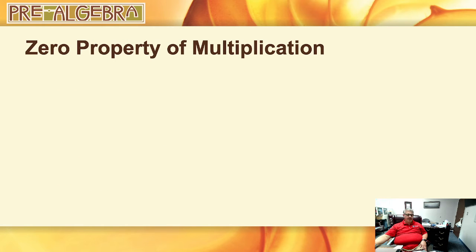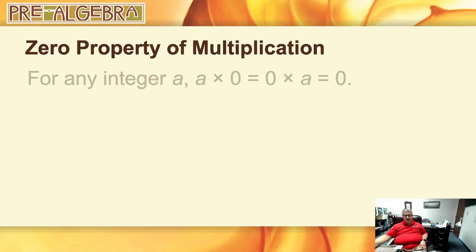The zero property of multiplication. The zero property of multiplication is even easier than the ones family, right? Because 0 times 1 is 0. 0 times 2 is 0. Don't get it confused with the identity property of addition. 0 times 1 is not 1. 1 plus 0 is 1, but 0 times anything is always 0. So for any integer a, a times 0 equals 0.